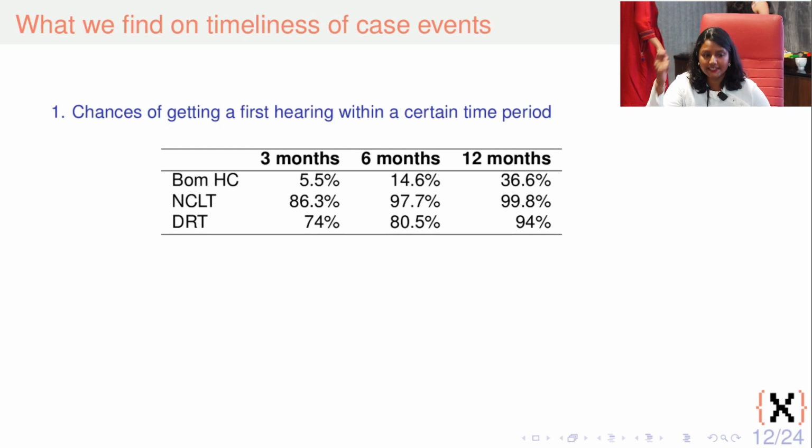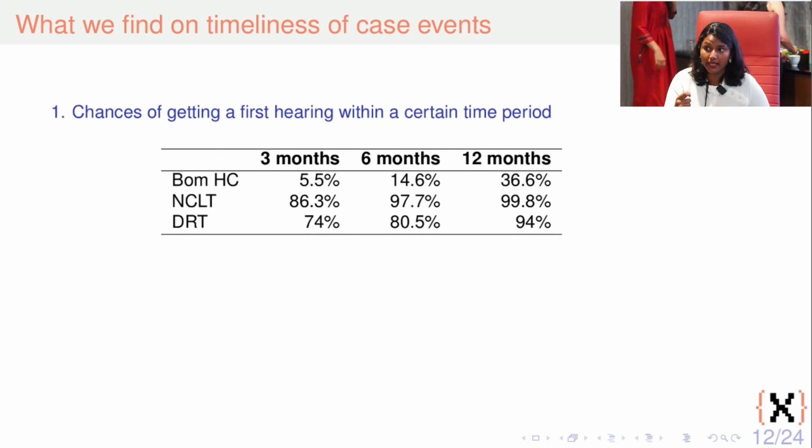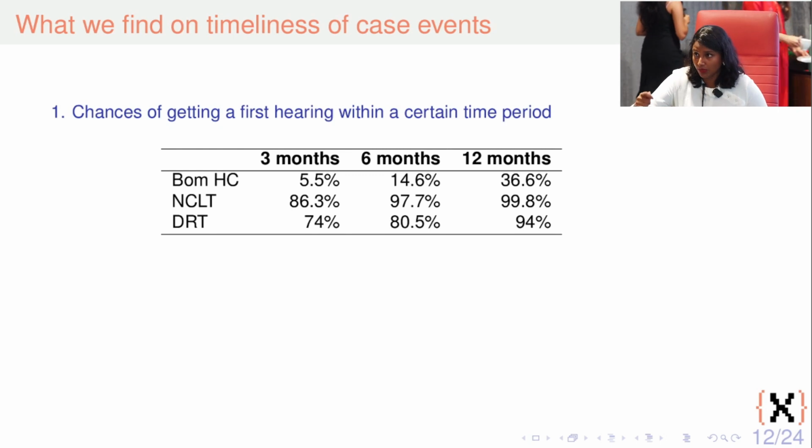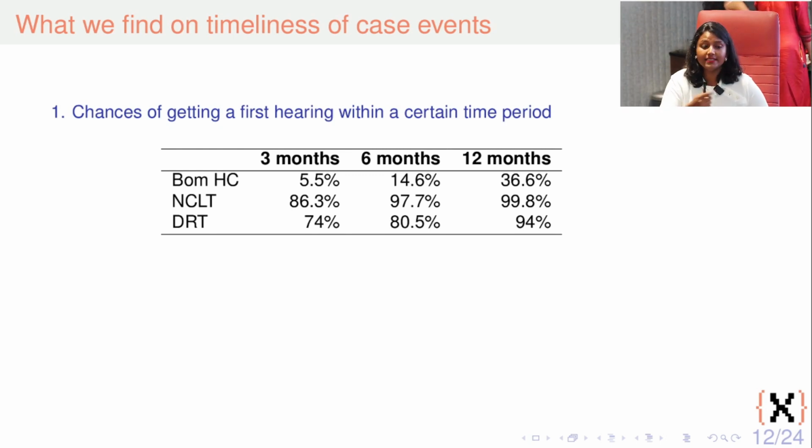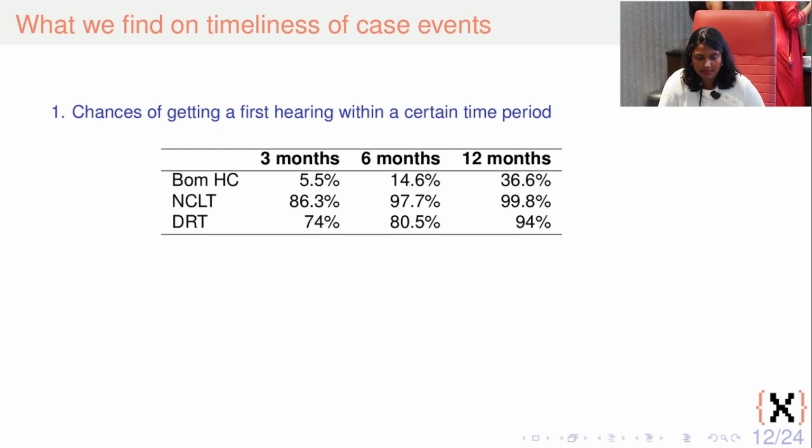However, the probability is the highest at the NCLT, followed by DRT. Now, if you look at the 6 months window, the probability of the litigant getting a first hearing in the Bombay High Court increases by almost 3 times. And if he's willing to wait for 12 months, then it increases to 40%. On the NCLT, you almost will definitely get a first hearing if you wait for 12 months. In the DRT, it's close to 95%.